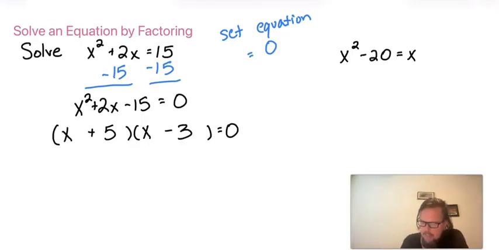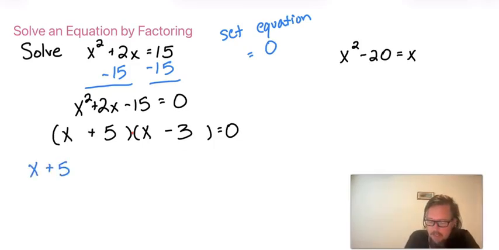Now, positive 5 and negative 3 go in the parentheses, meaning that x plus 5 times x minus 3 equals 0. And anytime you have two things multiplied together and the product is 0, either the first set of parentheses or the second set of parentheses or both are equal to 0. So this problem has two possible answers, and we need both of them.